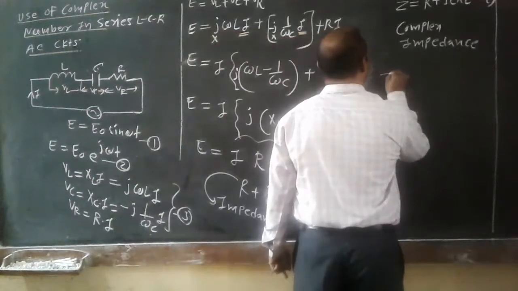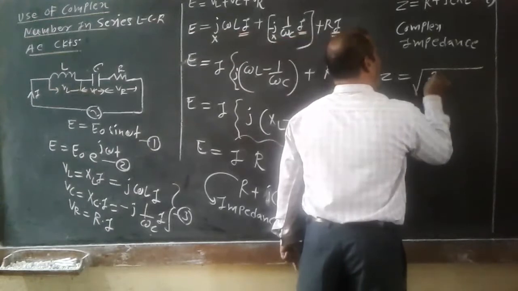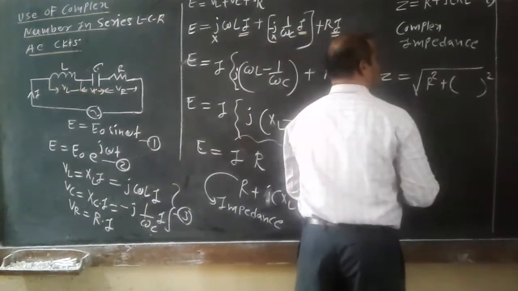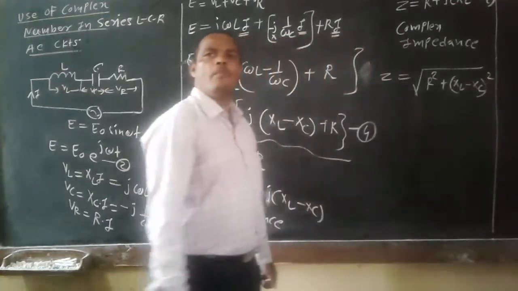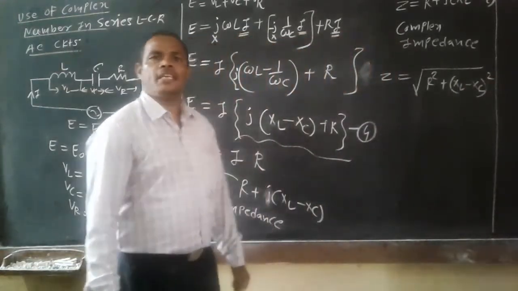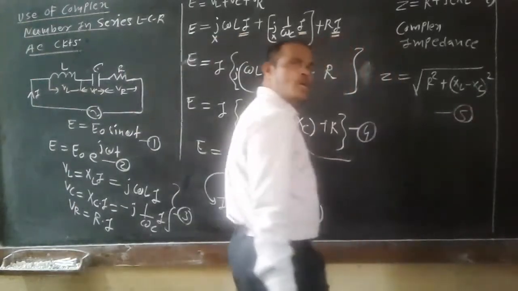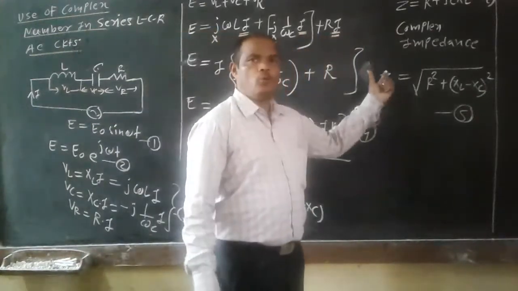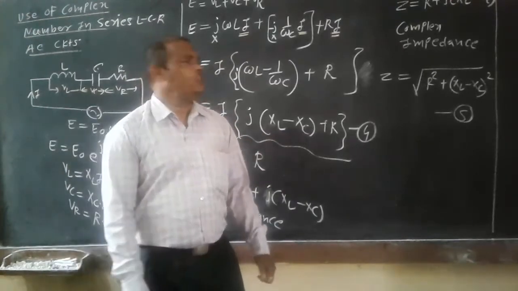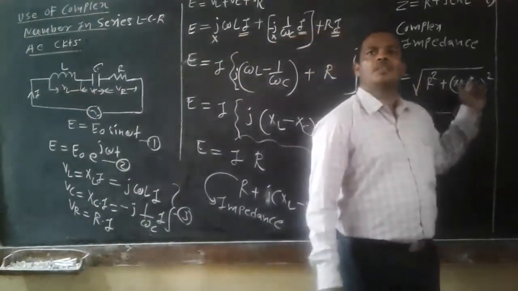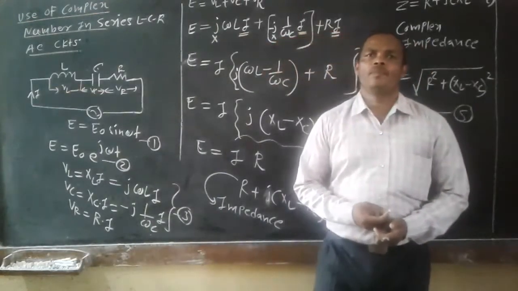and its magnitude is given by Z is equal to square root of R square plus (XL minus XC) whole square. So the next part we will discuss in the next lecture. So we can stop here, up to equation 5, that is, the magnitude of complex number Z is equal to square root of R square plus (XL minus XC) whole square. So listen here once again.